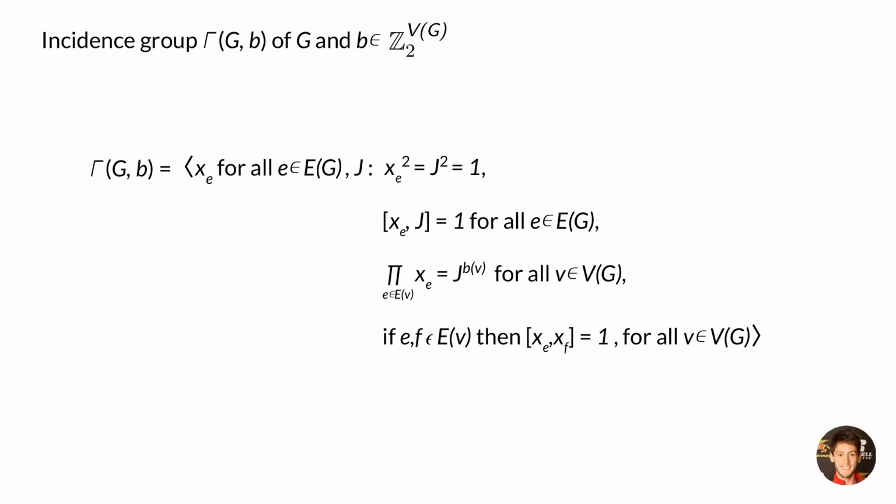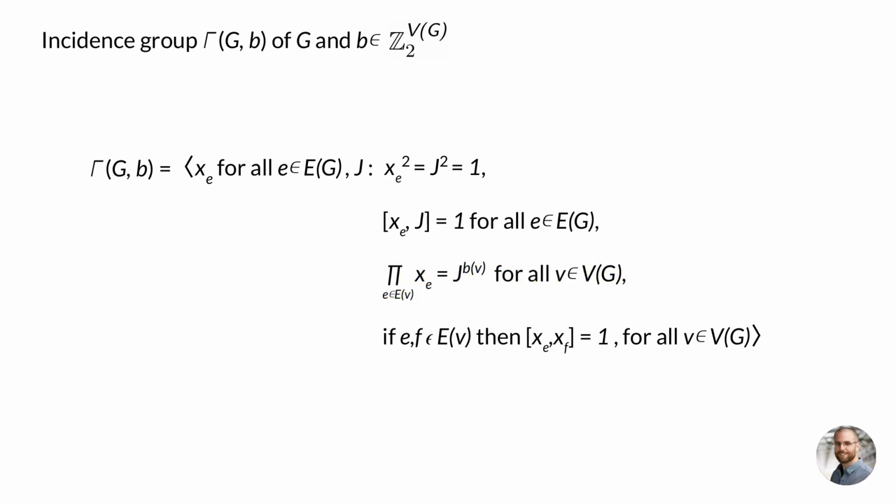If we required all the generators to commute and replaced j with -1, then these relations are just the incidence system of G and b written multiplicatively. The first relations say that the variables have to be plus or minus 1 valued, and the third relations are exactly the constraints of the incidence system.